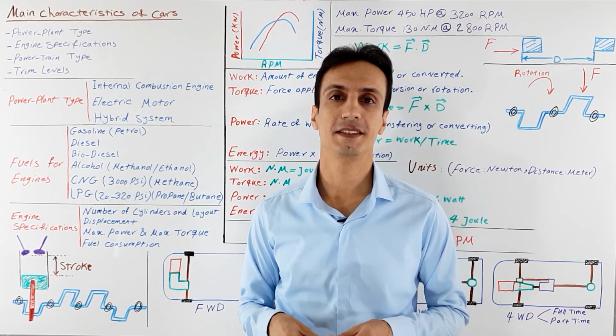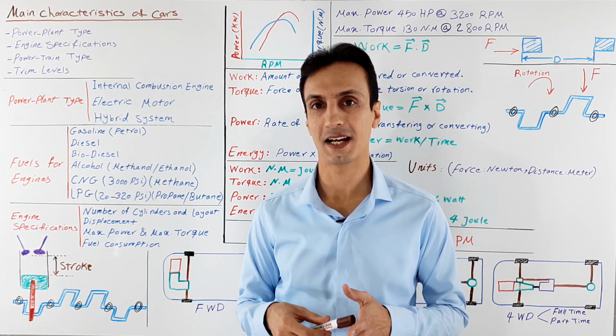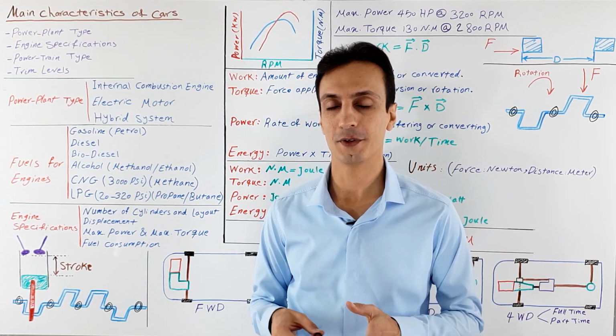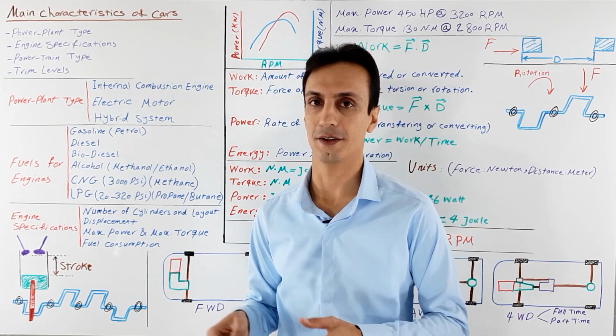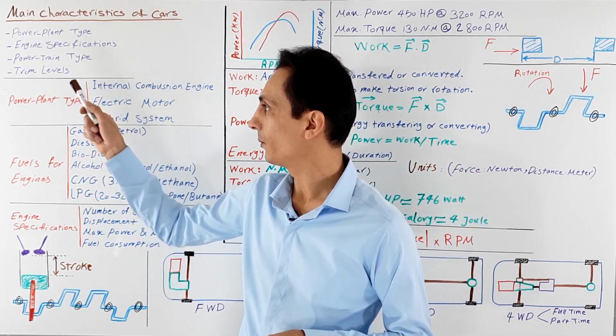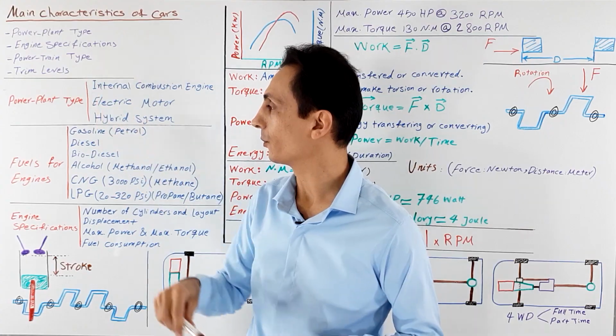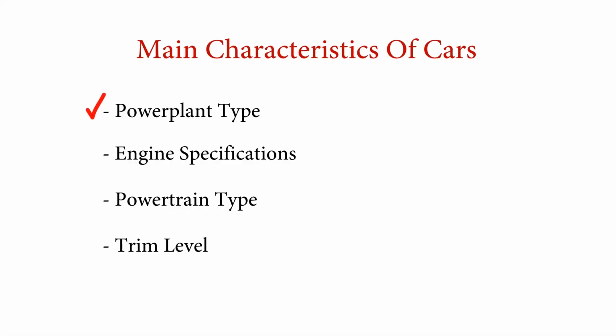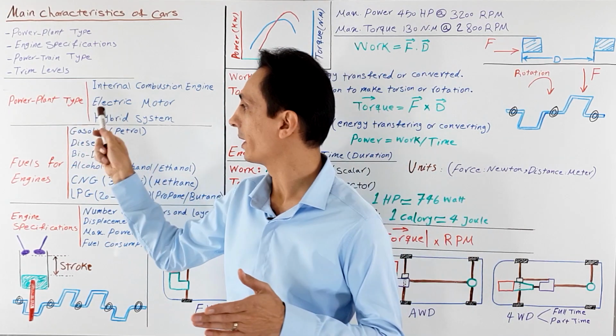The main characteristics of a car are so important that these features are usually marked on the body of the car. In this video, I'm going to talk about the 4 most important ones in brief and in order of importance. They are powerplant type, engine specifications, powertrain type, and trim levels. First of all, we go to powerplant type.